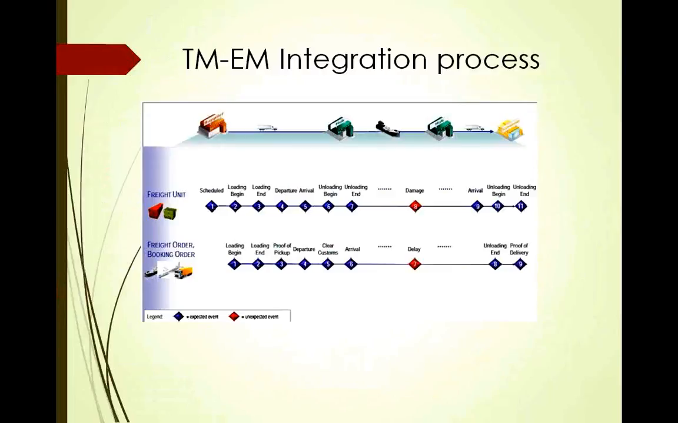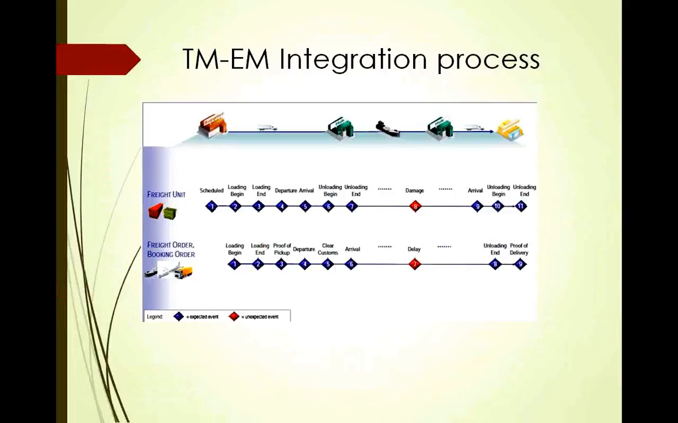So if you see from the supplier, the event is scheduled. First the loading process begins. After the loading process begins, the loading ends. Then it has a departure. The departure means again the departure from your particular hub. From the departure, it goes to your arrival.